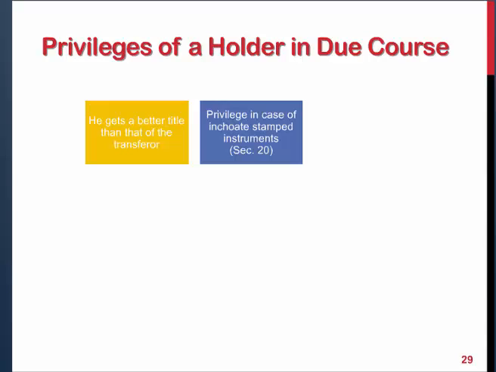Privilege in case of inchoate stamped instruments, Section 20. In the case of inchoate stamped instruments, if the holder or original payee fills in more amount than was authorized, he cannot enforce the instrument for the whole amount. Only the actual authorized amount can be recovered. If such an instrument is transferred to a holder in due course, he can claim the whole of the amount so entered, provided that the amount is covered by the stamp affixed thereon. Thus, the defense that the amount filled in by the holder was in excess of the authority given cannot be taken against a holder in due course.